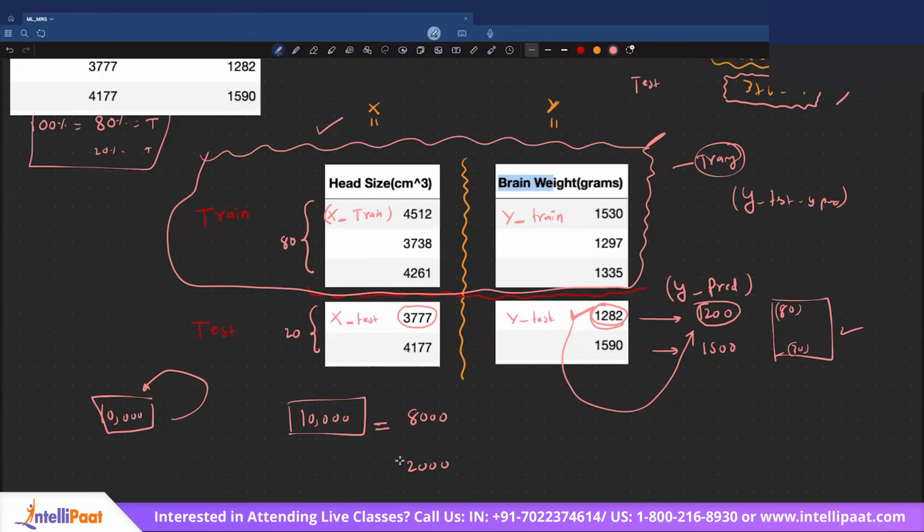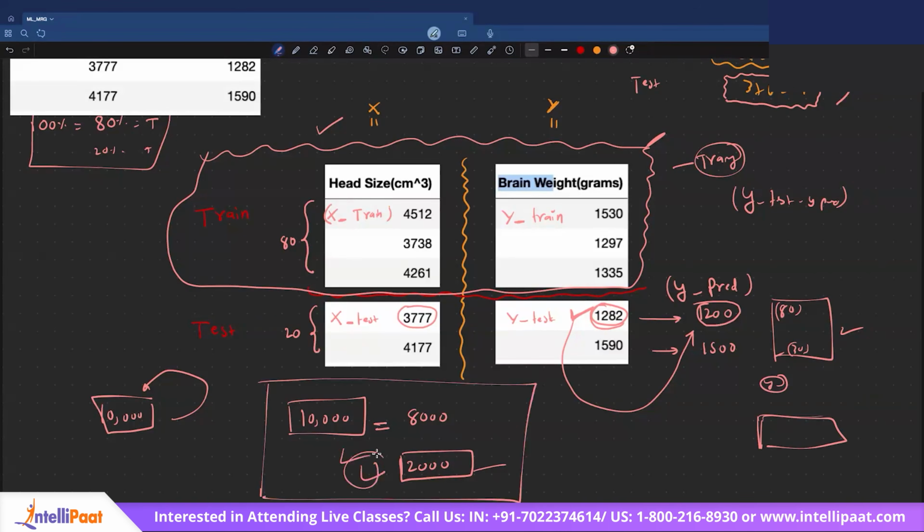I can only test on the 2,000 data points and validate, correct? If I make future predictions, I don't care whether I have the Y test value for that or not. I am testing on the given 10,000 data points. How did it perform on the 2,000? That's it. My model's performance will be judged only on the 2,000. If it did a good job there, I will use it for future prediction because I know it's going to perform well. Did you understand why we take test data?